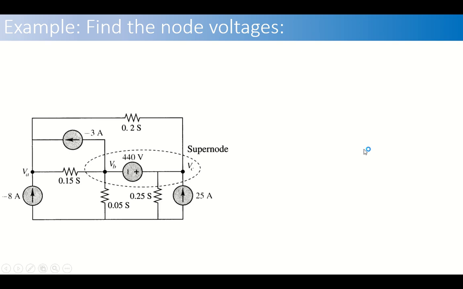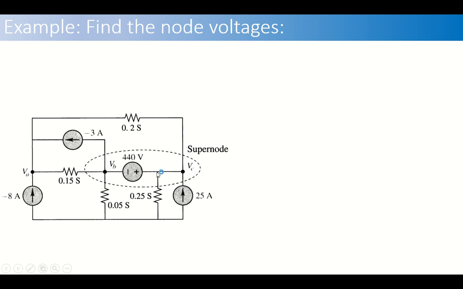Let's see another example. Find the node voltages in the circuit shown. Before finding the node voltages, we have to identify how many non-terminal nodes there are. This is actually one node. Remember that this node and this are the same node. Let's call this node A, so voltage here is VA. This is also another node. Here four branches are connected, so let's call this node B, and voltage is VB.